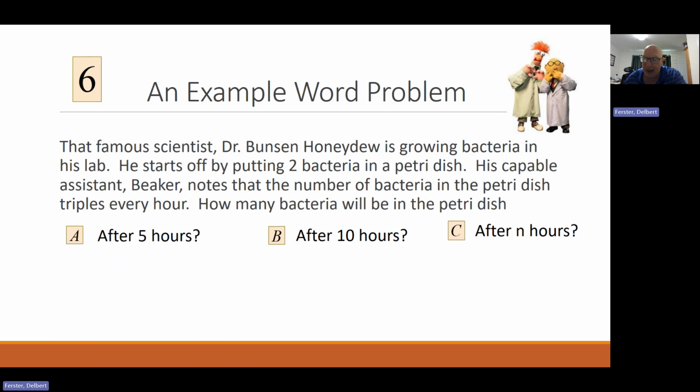Bunsen Honeydew starts a lab experiment, puts 2 bacteria in a petri dish. Beaker notes that the number of bacteria triples every hour. So the question is, how many bacteria will be in the petri dish after a fixed number of hours? Again, if you're really a high-tech algebra scholar, you can knock this thing out pretty fast. If you say, my head hurts, it's been a long lesson, Dale, I got you.